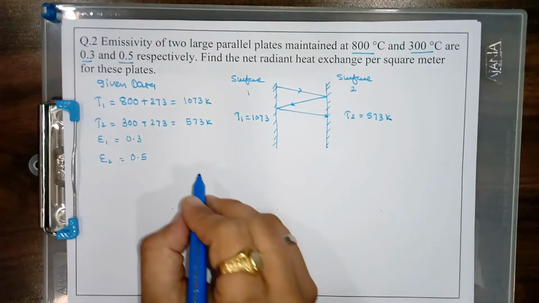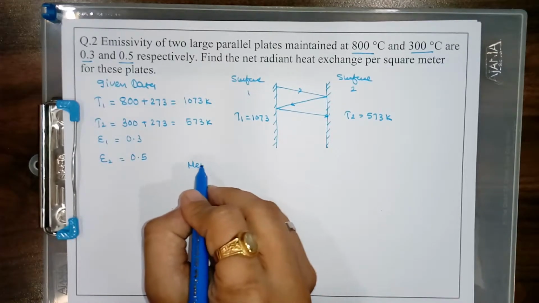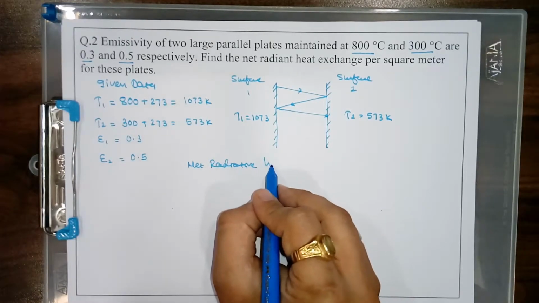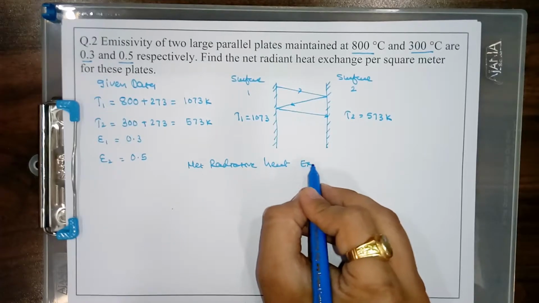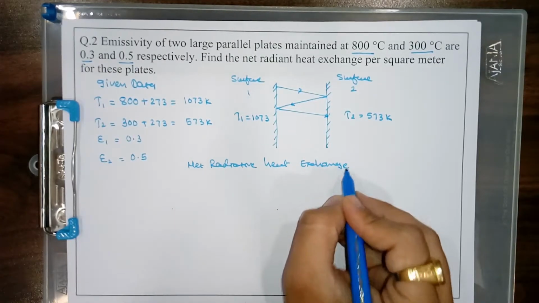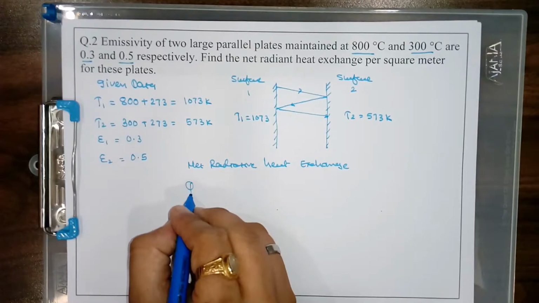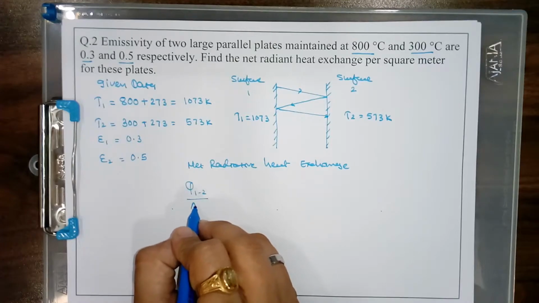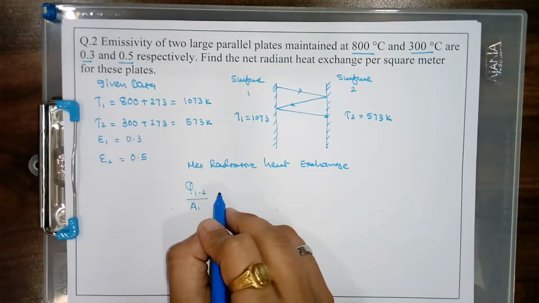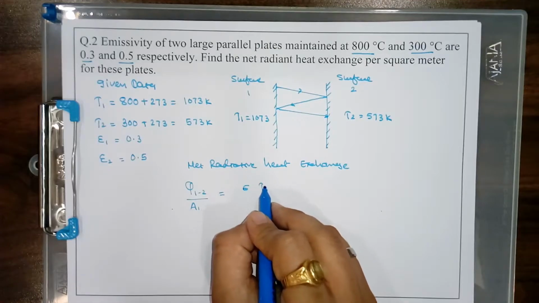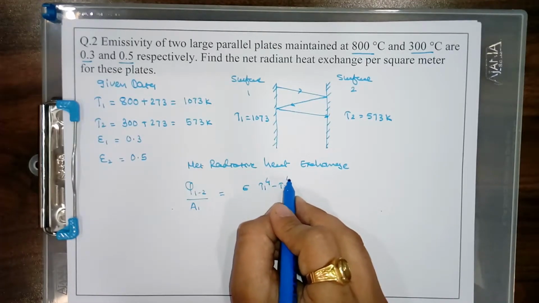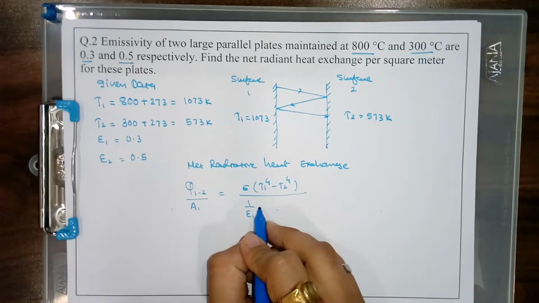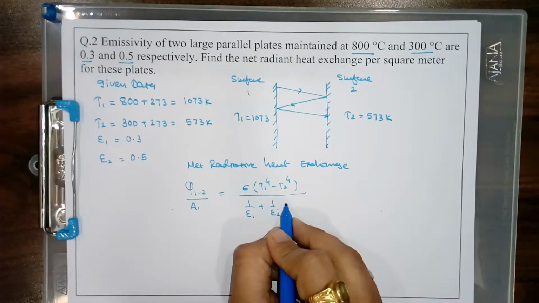Now we know the formula of net radiative heat exchange between the two surfaces, that is Q12 divided by A equals sigma into T1 to the power 4 minus T2 to the power 4, divided by 1 upon emissivity 1 plus 1 upon emissivity 2 minus 1.